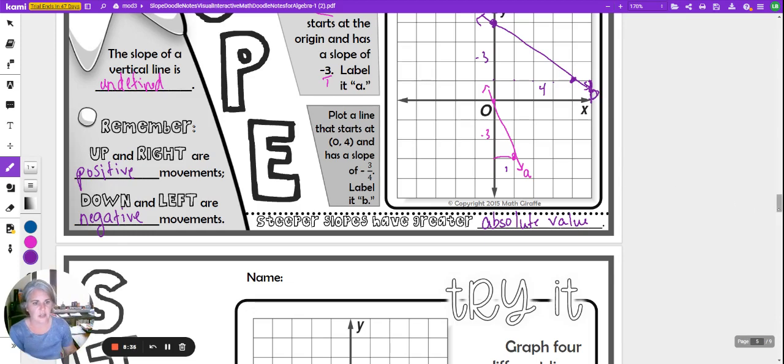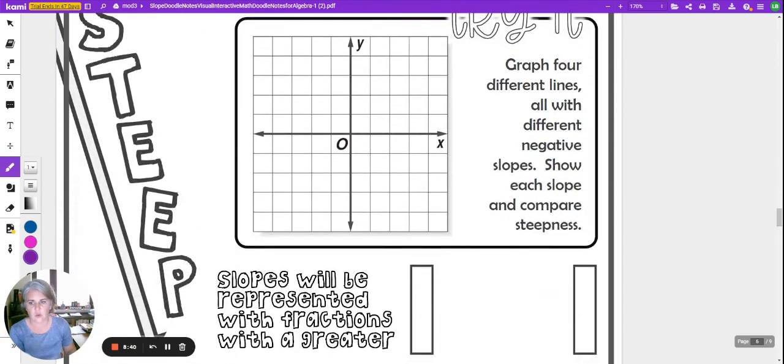Okay, let's look down here at the bottom. I would like for you to pause the video and try some of this on your own. Okay, so I graphed my 4 different lines. You might have totally different lines. I would expect that you would, because you were to do this on your own. But they should all be going down as I move left to right.